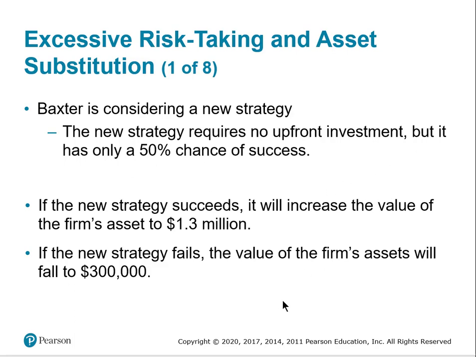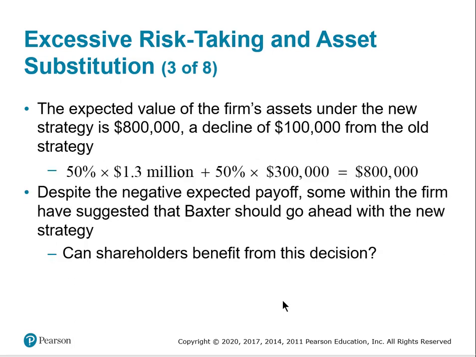The new strategy has no upfront investment, but it only has a 50% chance of success. If it succeeds, $1.3 million is the increase in value to the firm's assets. If the new strategy fails, the value of the assets is going to fall to $300,000. So a pretty big difference between values between success and failure. So the expected value of the firm's assets with this new strategy is $800,000. This is still a decline of $100,000 from the old strategy.